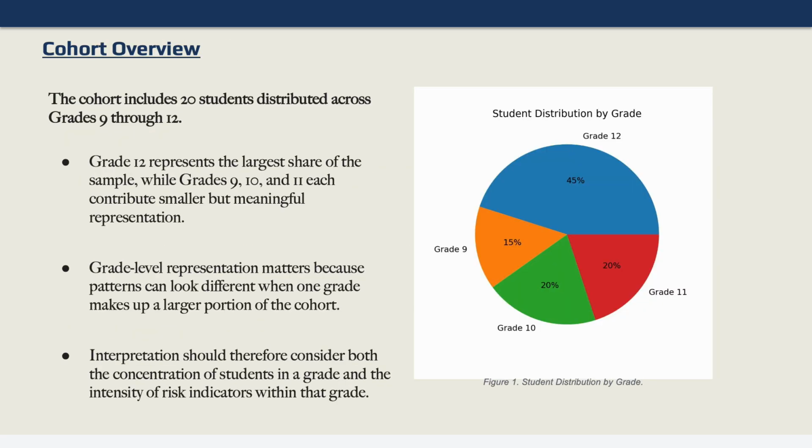The identified cohort in this presentation consists of 20 students across grades 9 through 12. Grade 12 makes up the largest portion of the group, which is an important factor when interpreting patterns and the intensity of risk indicators.